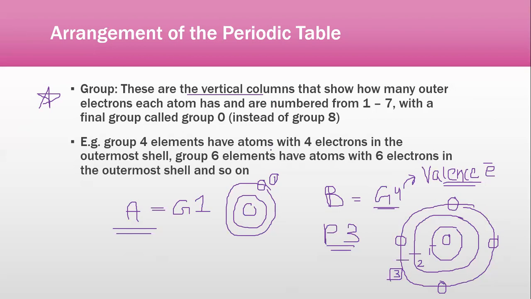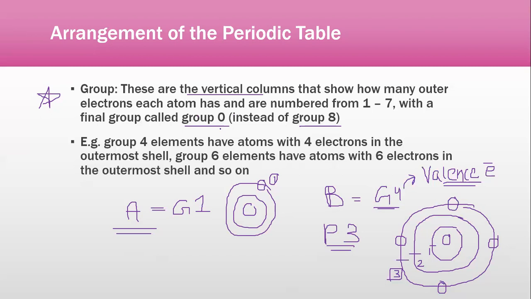So these are the vertical columns that show how many outer electrons each atom has, and they are numbered from 1 to 7 with a final group called group 0. So group 8 को group 0 भी कहा जाता है because they are the noble gases. उनका जो outermost shell होता है वो क्या है? That is actually complete. ना वो react करते हैं, ना वो lose करते हैं electrons, ना वो gain करते हैं. They are noble gases, unreactive हैं, inert हैं. ठीक है, inert means unreactive. We also call them group 8 noble gases या फिर group 0 का नाम भी दिया जाता है.